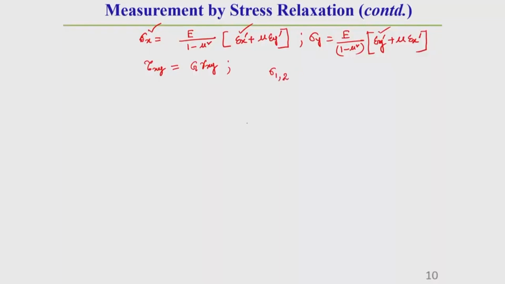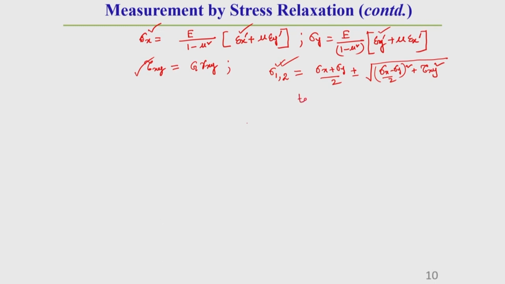So, sigma 1, 2, the principal stress, is equal to sigma x plus sigma y divided by 2, plus or minus the square root of sigma x minus sigma y by 2 whole square plus tau xy whole square. So, everything is known to you. By using these you can easily find out the maximum stress developed and its direction. How can we find this out?